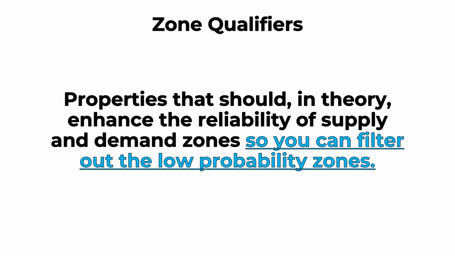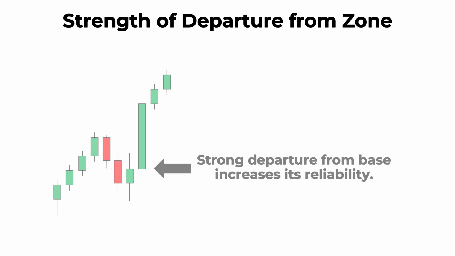The strength with which price action departs from the base is an indication of the strength of the composite operator. The stronger the departure, the more likely it is that it is a strong zone. This strength with which price departs from the base can be translated into a wide-range candle, but it can also appear in the form of a stacked imbalance, for example.